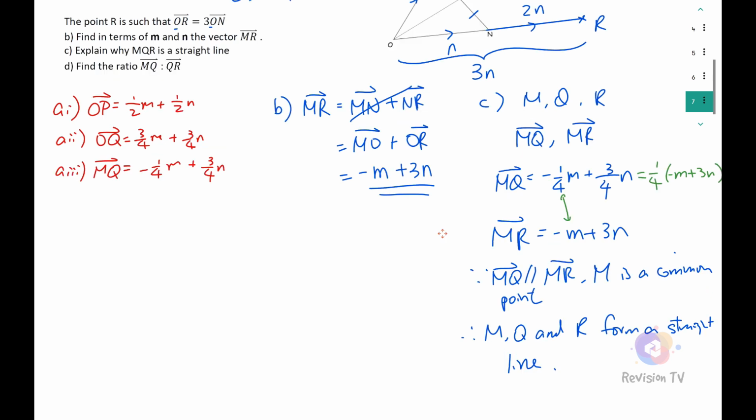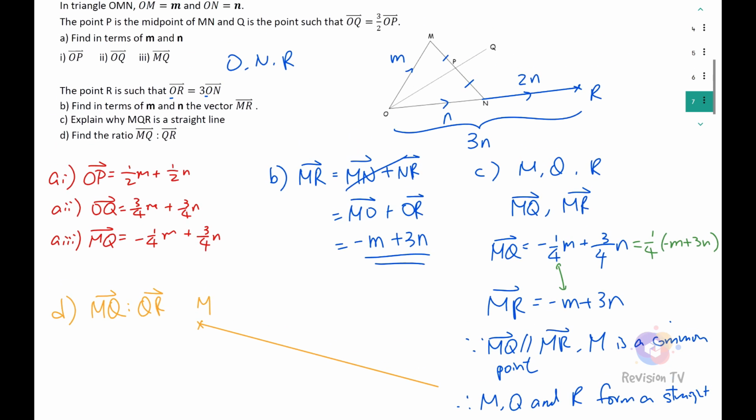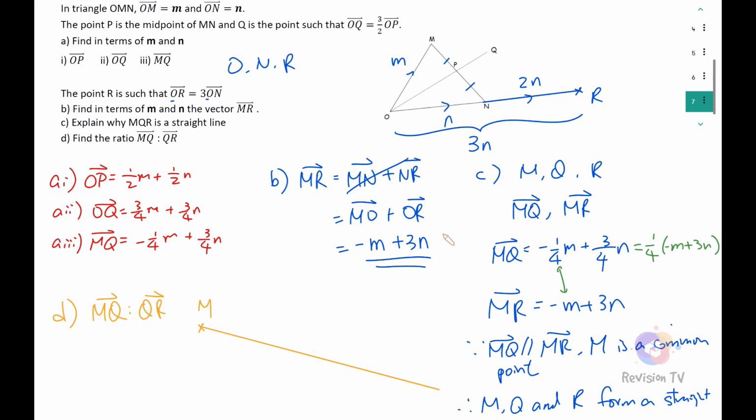All right. Last but not least, find the ratio of MQ to QR. So before we do that, why don't we just draw a straight line about M, Q, and R. So we've got M in here. Have a look at the diagram again. So Q is there, and R is here. Now, if you look at the diagram, hang on, it doesn't make a straight line. Why? Because my R is not long enough. I should have extended in here, so R should be here.